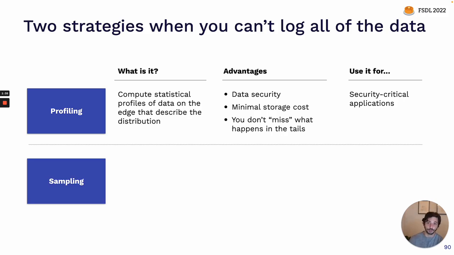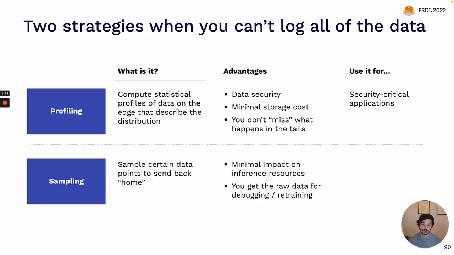The other approach is sampling. In sampling, you'll just take certain data points and send those back home. The advantage of sampling is that it has minimal impact on your inference resources. So you don't have to actually spend the computational budget to compute profiles. And you get to have access to the raw data for debugging and retraining. And so this is what we recommend doing for pretty much every other application.